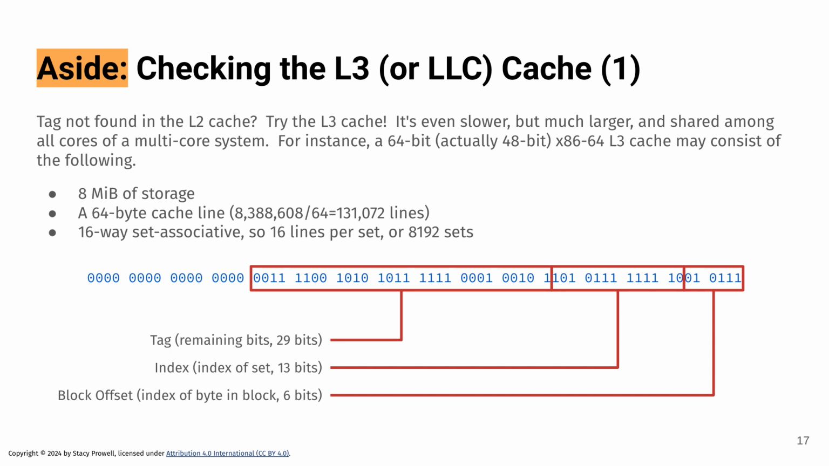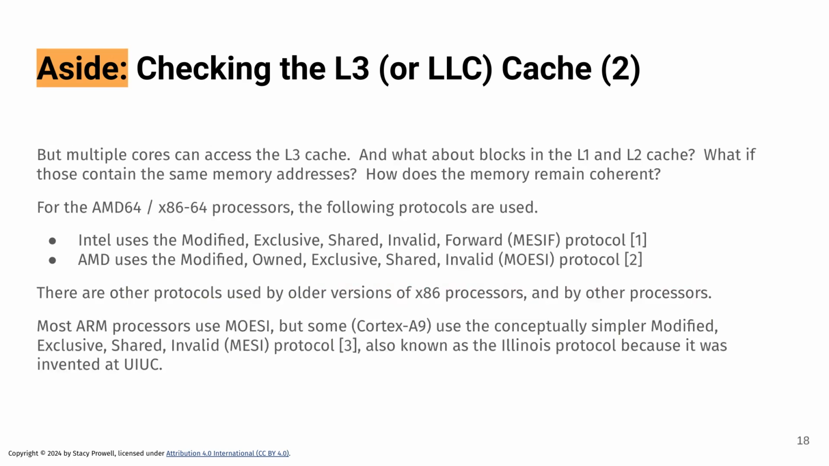Alright, block offset still 6 bits because 64 bytes. The index is now 13 bits because I have 8,192 sets. And then the remaining 29 bits are the tag that I will search for to get a cache hit. This all sounds fine and good, but at this level I have the complication that I'm sharing it.